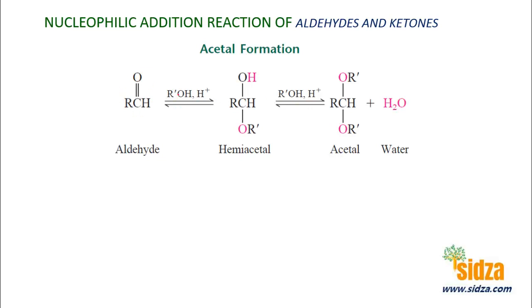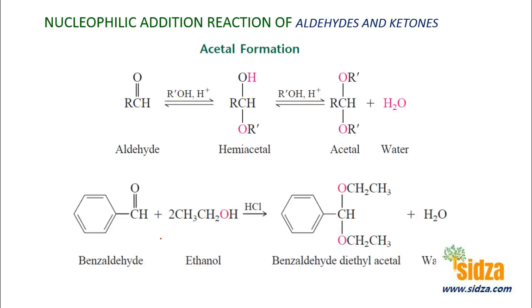When it reacts with one alcohol, you get a hemiacetal. If it reacts with another alcohol molecule, you get an acetal molecule. Let's take an example of benzaldehyde. If it reacts with ethanol, two ethanol molecules will react with one benzaldehyde molecule, and then you get an acetal here, right?